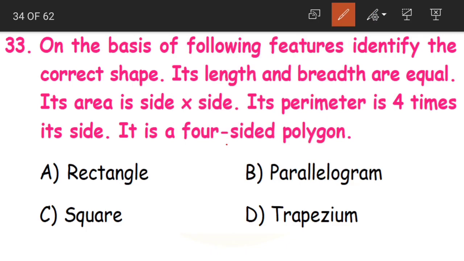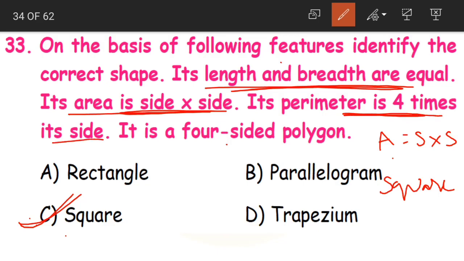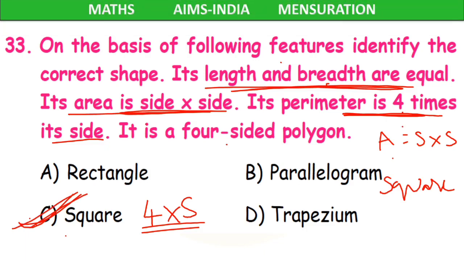Now what are they saying? Our figure's area is side into side. Now tell me, children, whose area is measured by the formula side into side? Yes, it is our square. Option C, it becomes square. Again, for a square, the length and breadth are all equal. All the four sides are equal, and the perimeter is 4 times its side. Perimeter is 4 into S. So all these features are matching which one? Option C, square. So square is our required answer here.